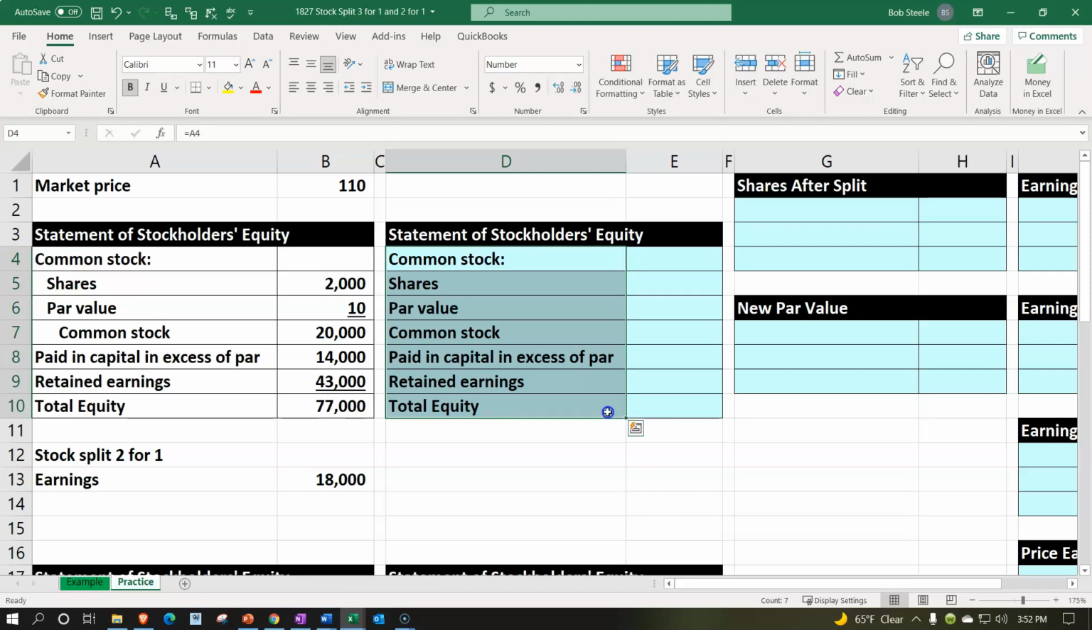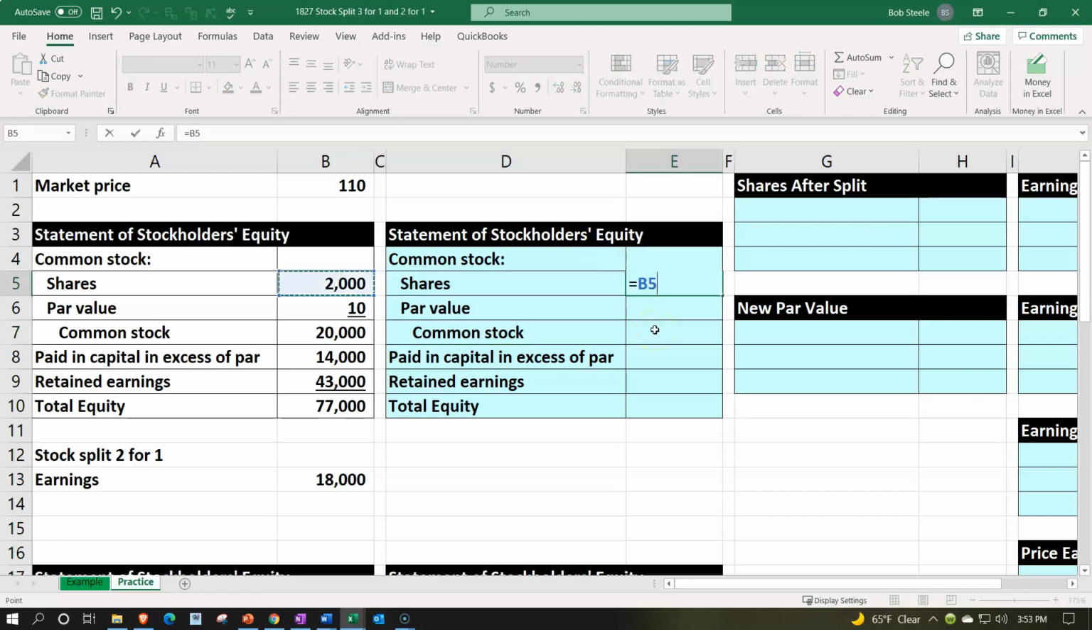I'm going to do some indentation so it looks the same, grabbing these three, going to the alignment, indenting it, and then I'm going to go to the common stock, indent it again. And so there we have it. Let's pull over the numbers now. We're going to say this is going to be equal to the 2,000.